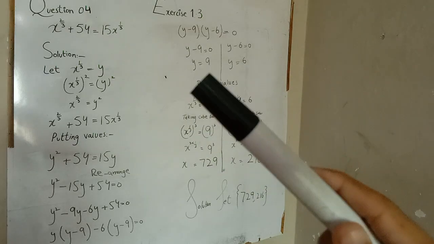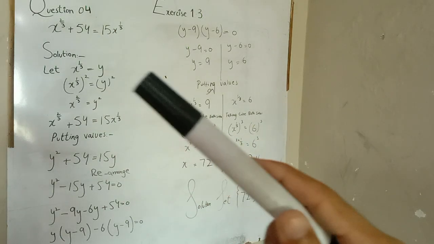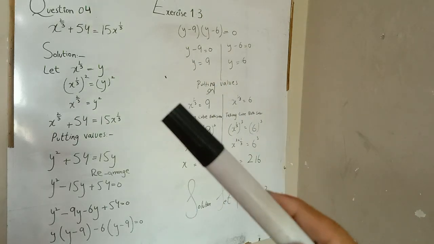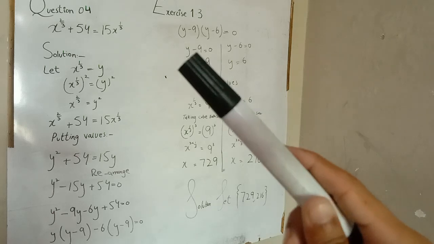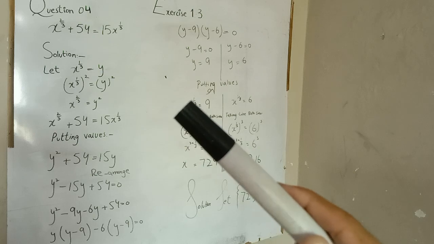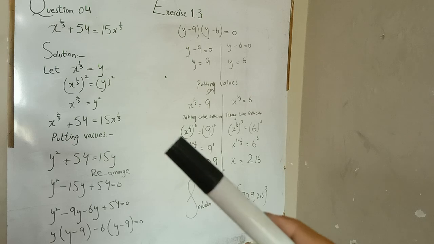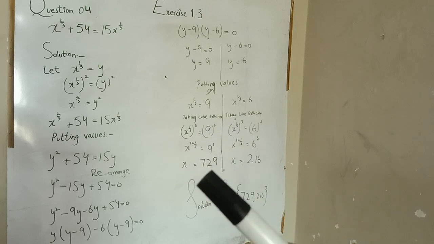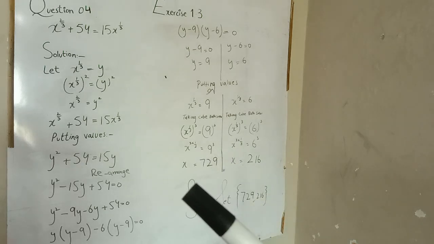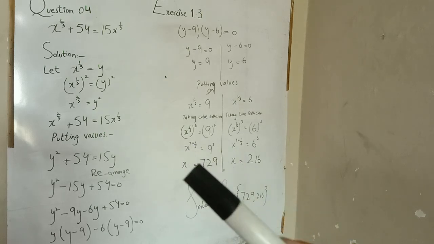Putting the value in the first step, we let x^(1/3) be equal to y. So putting the value of y, x^(1/3) is 9 on one side. Taking the cube of both sides, x^(1/3) cubed and 9 cubed. The cube and the 1/3 cancel, and 9 cubed means 9 multiplied three times. So 729 is the value of x.